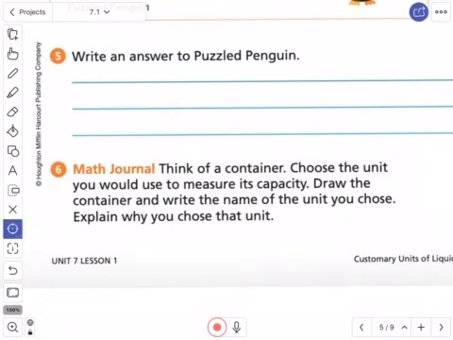Then think of a container. Choose the unit you would use to measure its capacity. Draw the container and write the name of the unit you choose. Explain why you chose that unit. So it could be anything. It could be a glass for water, whatever. So just think of a container, and you don't have to draw either. You could just write everything down. But I'll be interested to see what everybody else does.